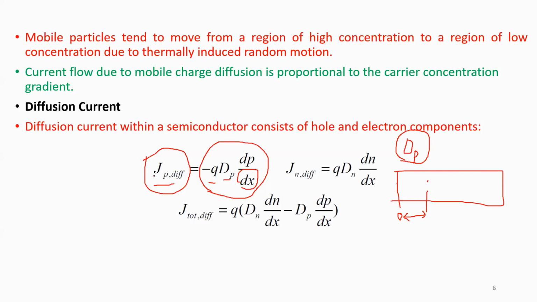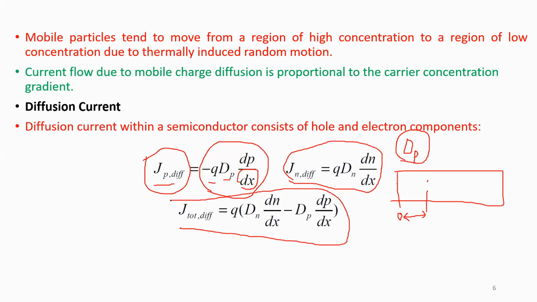So what is your diffusion current? Diffusion current is given by charge multiplied by diffusion constant and multiplied by concentration gradient, dp by dx. Similarly, you have it for electrons. So the overall diffusion current because of your electrons and holes is given by this particular expression.